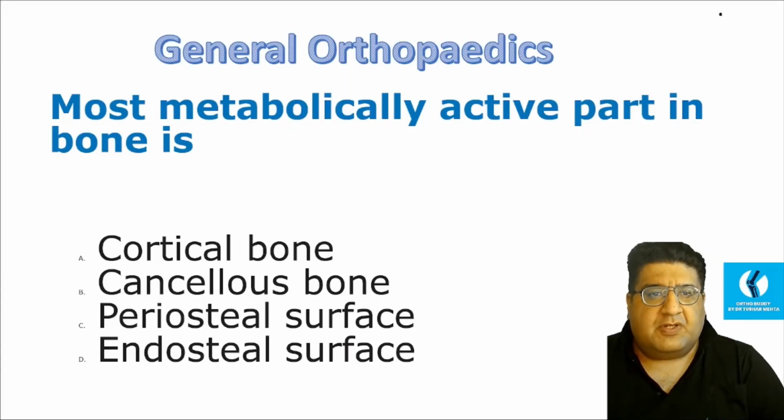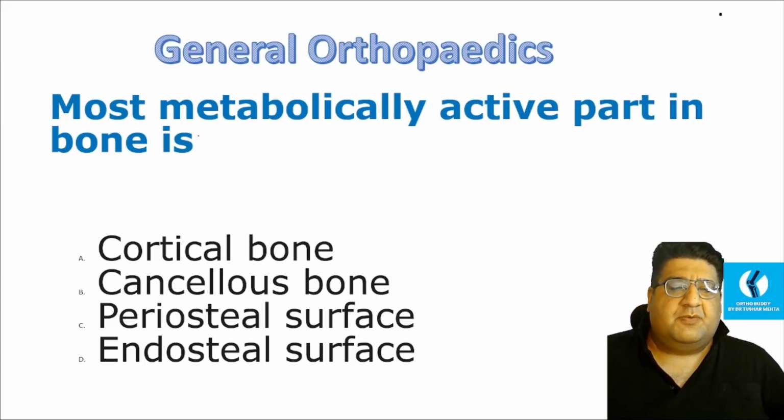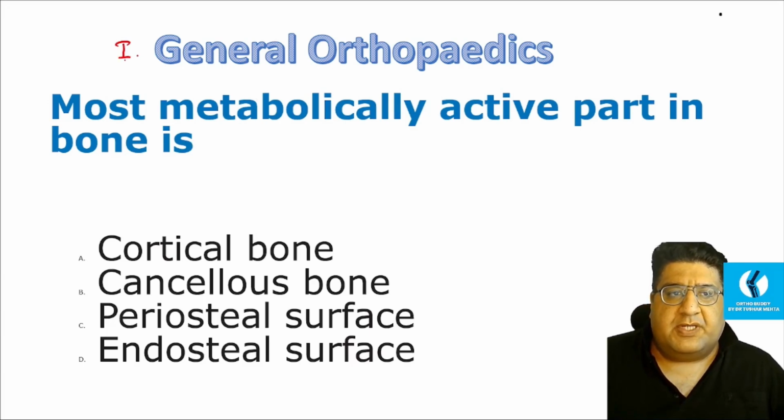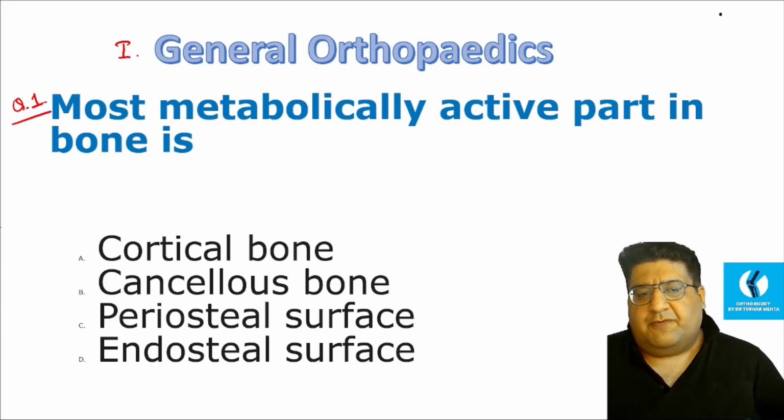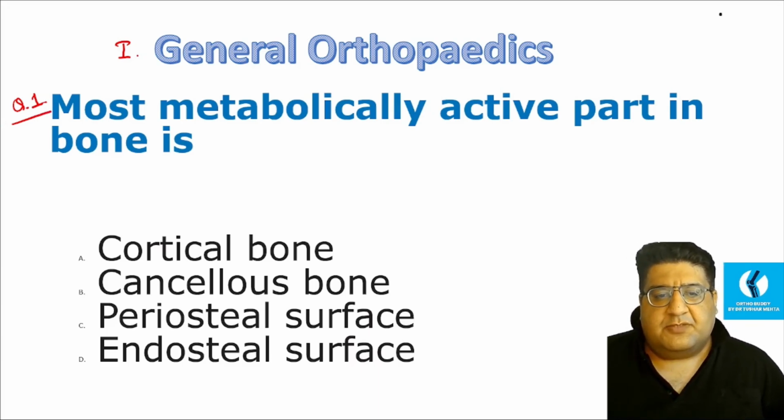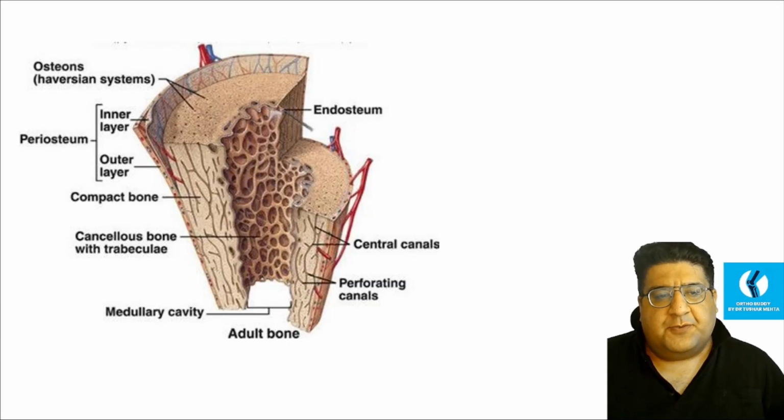We will start with our first question here, that is from general orthopedics. Our chapter number 1 here is general orthopedics, and this goes our first question. Most metabolically active part in a bone. You have four options: cortical bone, cancellous bone, periosteal surface, and endosteal surface.